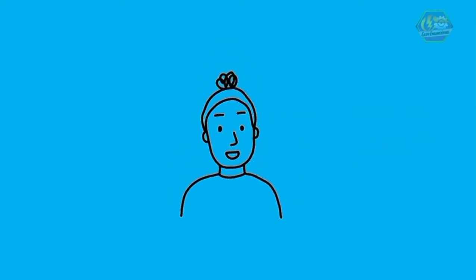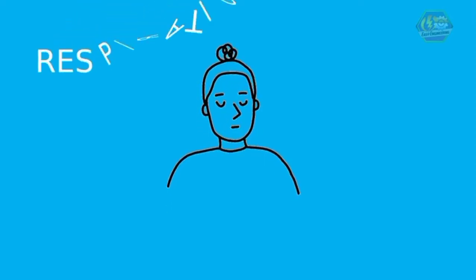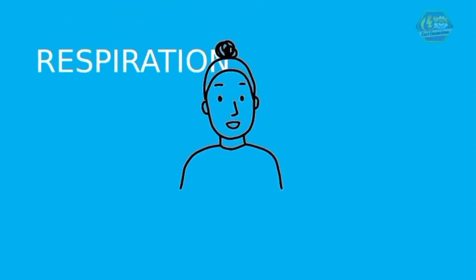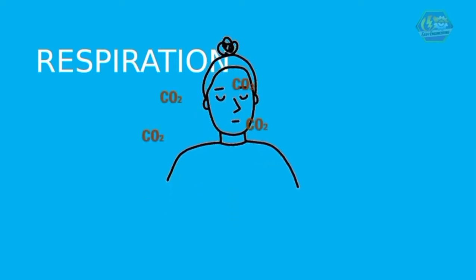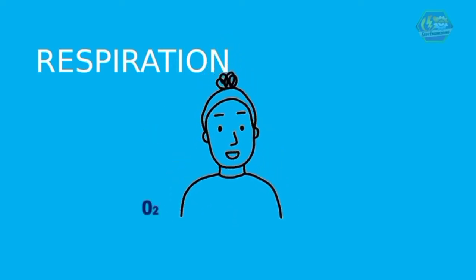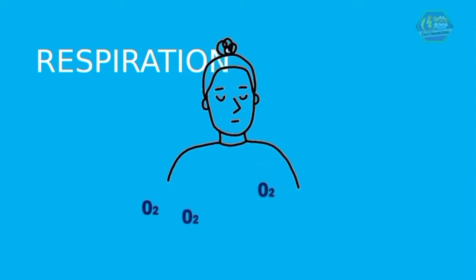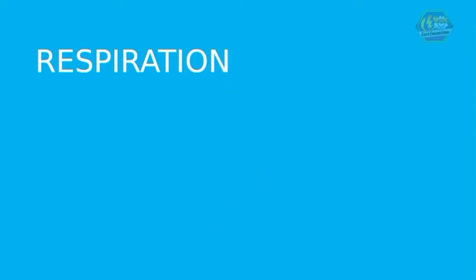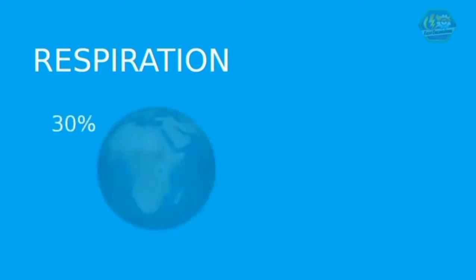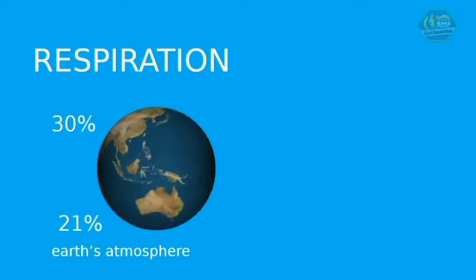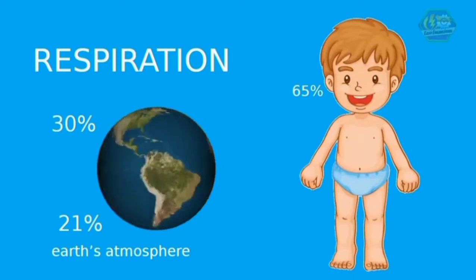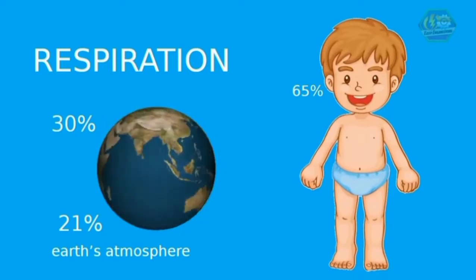We living things breathe through the process called respiration. That's when oxygen is breathed in, and carbon dioxide is breathed out. But mostly we survive because of oxygen. It's the food for our cells. In fact, this gas makes up about 30% of the Earth and about 21% of the air in the Earth's atmosphere. It also makes up about 65% of the mass of the human body.